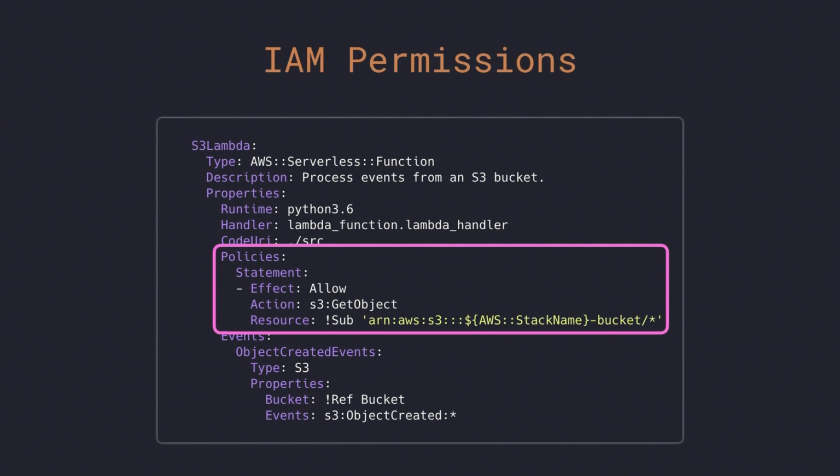That doesn't mean our Lambda function has permission to go get things out of our S3 bucket. We have to grant it permission to that. This new policies key is how, in line with our function, we can tell it what it's allowed to do.